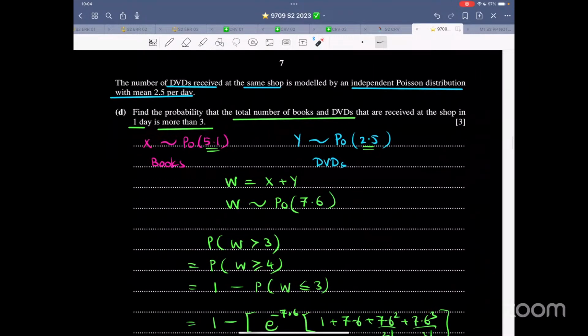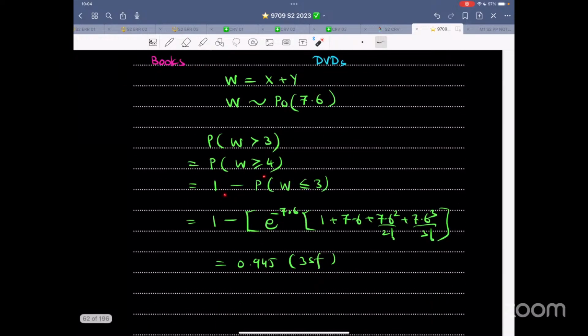The same question is continuing. The number of DVDs received at the same shop is modeled by independent Poisson distribution with mean 2.5 per day. So there are books, there are DVDs. They're asking about the total number of books and DVDs. X follows the Poisson distribution 5.1, that is for the books. Y follows the Poisson distribution 2.5, that is for DVDs. Introduce a new variable W, that is the total. You can write T, you can write W, any of your choice. So W follows X plus Y, this is 7.6. Probability W greater than 3, that is greater than or equal to 4, is 1 minus probability W is less than or equal to 3, and then you get this answer.